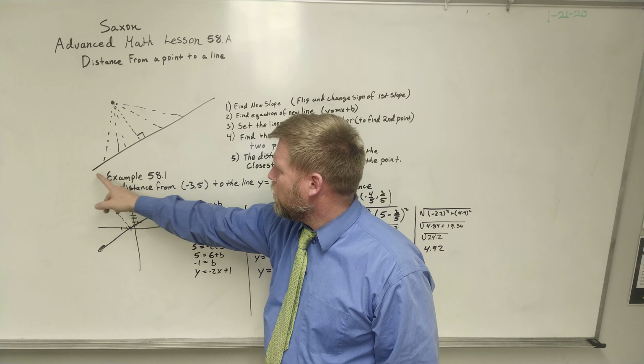Saxon Advanced Math Lesson 58.A. This is distance from a point to a line. We're going to start with a point and a line, and we're going to talk about the distance between them.